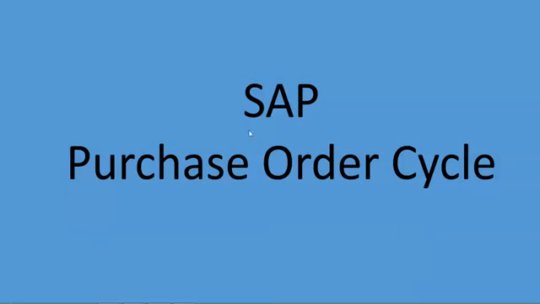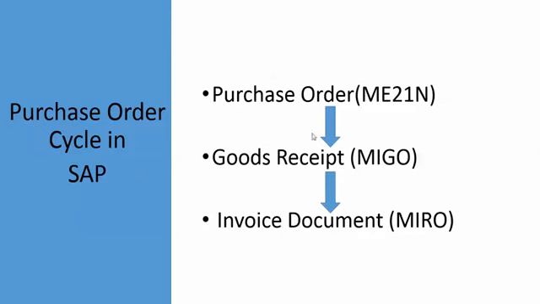In this video session, we will learn about the SAP purchase order cycle. So these are the steps in the purchase order cycle in SAP. First, we create a purchase order in the ME21N transaction code. We transmit this purchase order to our vendor.